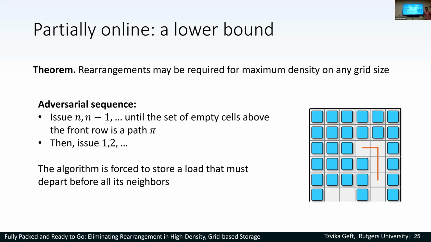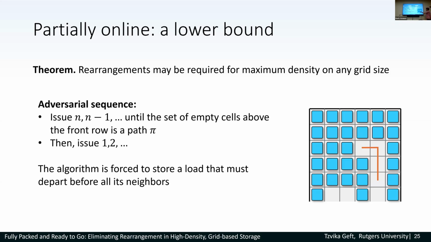So I need to show that any algorithm can be fooled somehow. So I will present an adversarial sequence. We'll start with n, where n is the last load to depart. And I will issue n, n-1, and so on in decreasing order. And at some point, if we examine the empty cells above the front row, they must form a path.